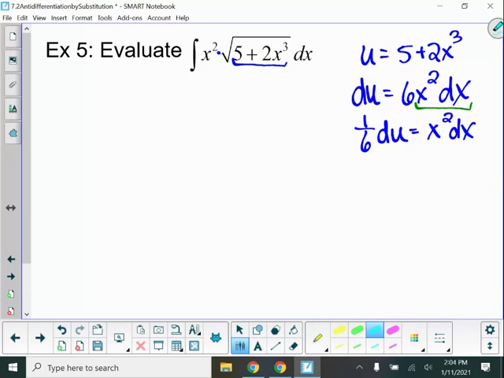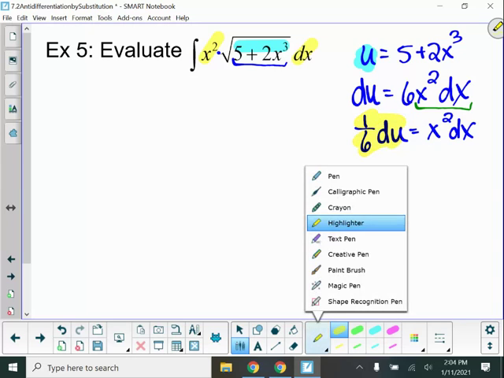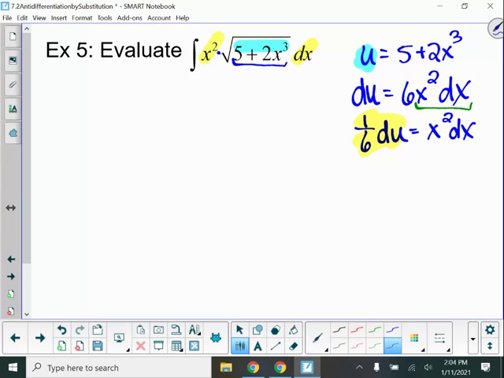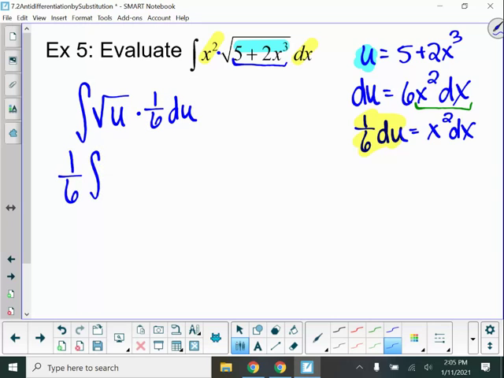So just like we did before, I'm going to replace this inside part with my u. And then I'm going to replace the x squared dx with the 1/6 du. So my new problem is going to be the integral of the square root of u times 1/6 du. And then just like before, I can pull that 1/6 out. That's using one of the properties of indefinite integrals. That's whenever you have a constant, you can pull it out. You don't have to actually integrate with it inside. And so that's going to be square root of u du.